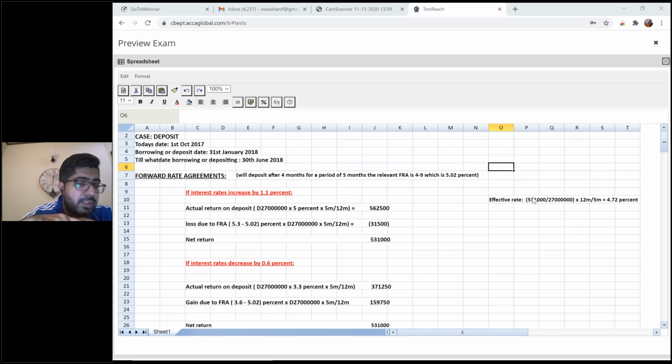5.02 is the locked rate. You should compare with the rate which you are getting in the market. That's 5.3. Otherwise, the impact will be 2 times. For 3.3: if interest rates decrease by 0.6, central bank rate is 4.2, decrease by 0.6 means it becomes 3.6, and you are investing at 30 basis points, 0.3 further less, so 3.3.